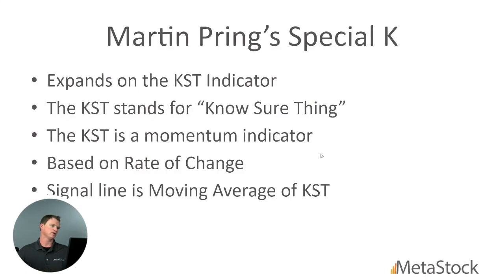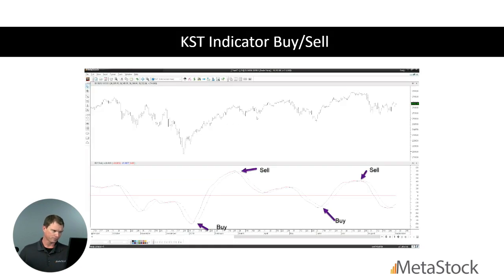So what he does, if you ever use the KST indicator inside of MetaStock, he's just expanded on this. And the KST stands for know sure thing. He's thinking you don't know for sure where the trend is going or when it's going to break down or have a breakout or a pullback. The KST is all based on momentum indication, and it's also based on the rate of change. The signal line is a moving average of the KST, and he called that Special K.